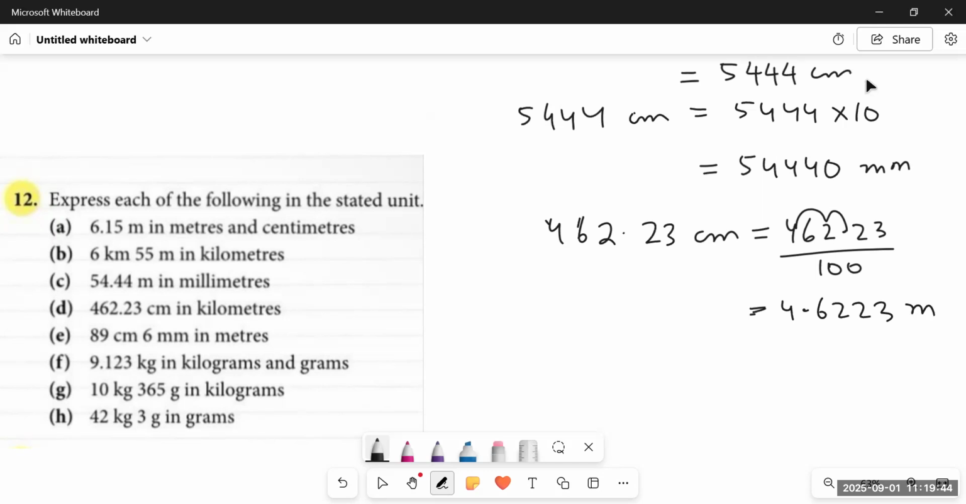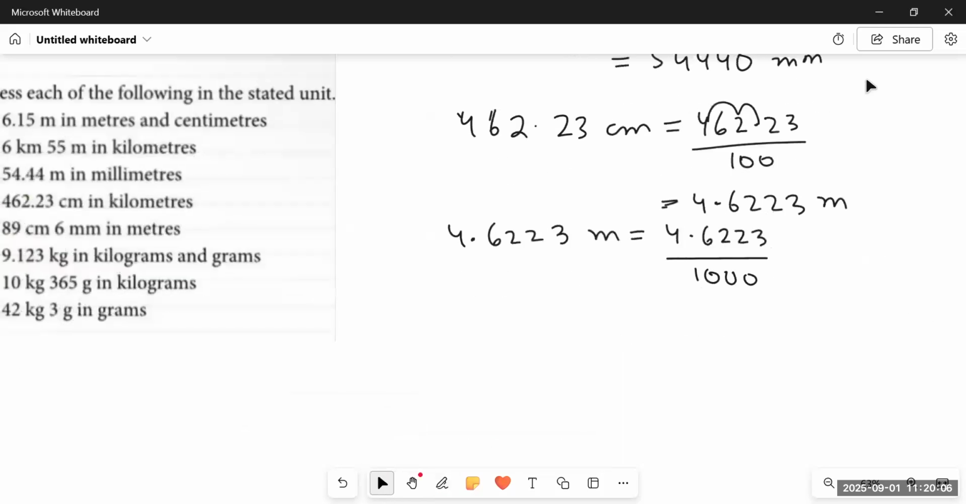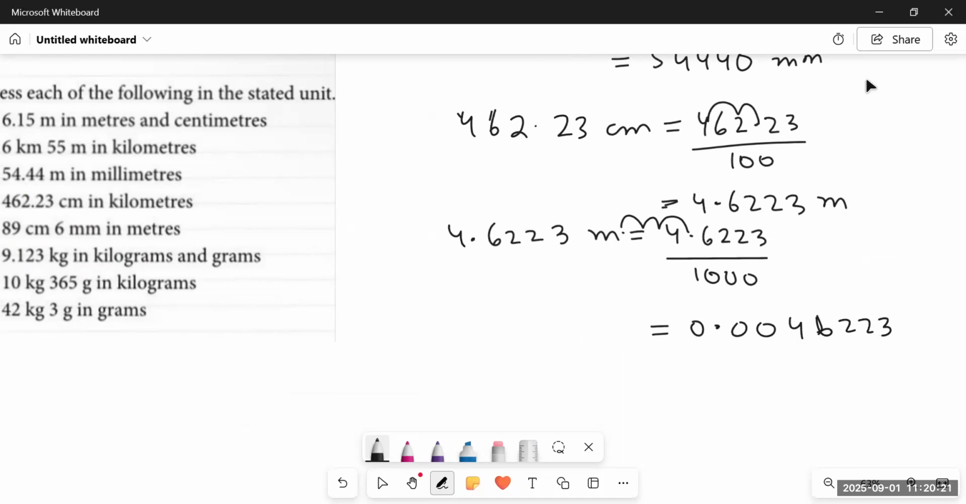4.6223 meters. But we have to convert it into kilometers. So what are we going to do next? We will now convert 4.6223 meters into kilometers by dividing it by 1,000, because between a meter and a kilometer, there is a difference of 1,000. Since we do not have so many decimal places out there, we'll move 1, 2, 3 over here. The decimal will come. And the answer would be 0.0046223 kilometers. You see?